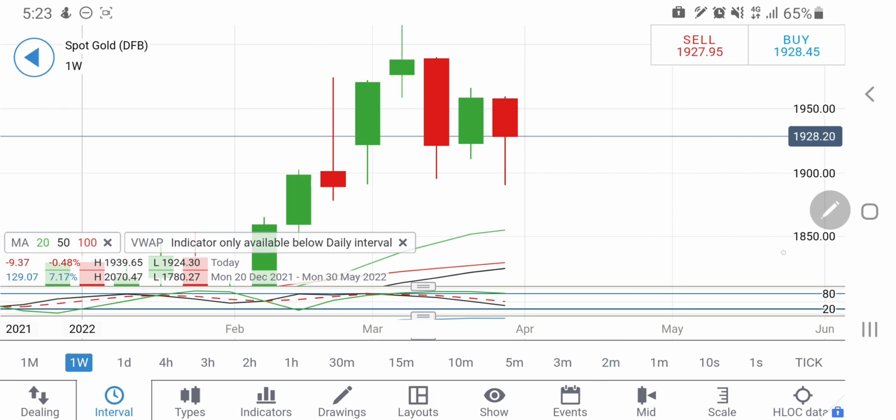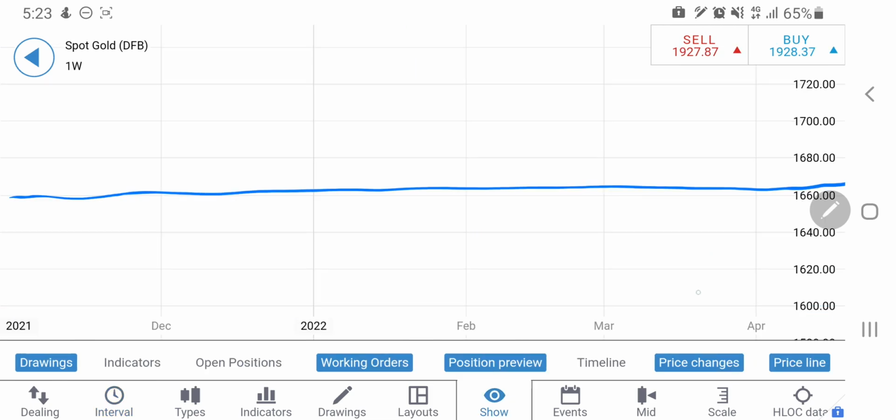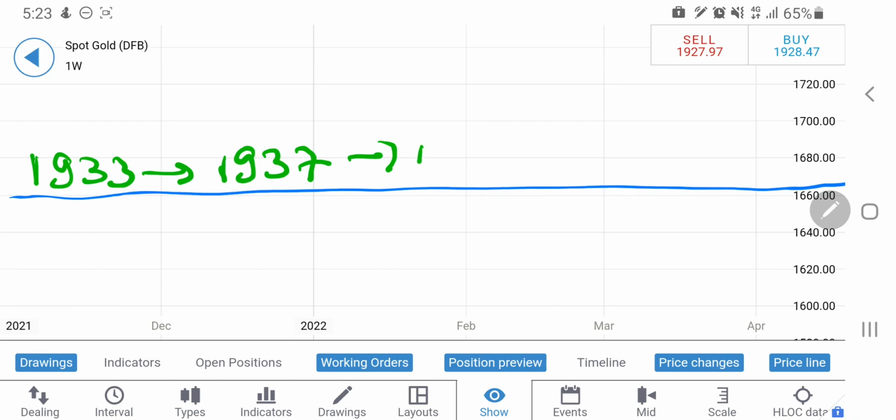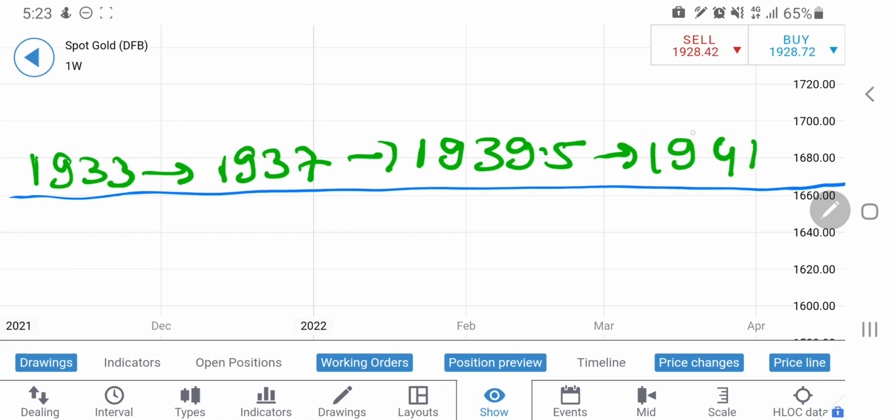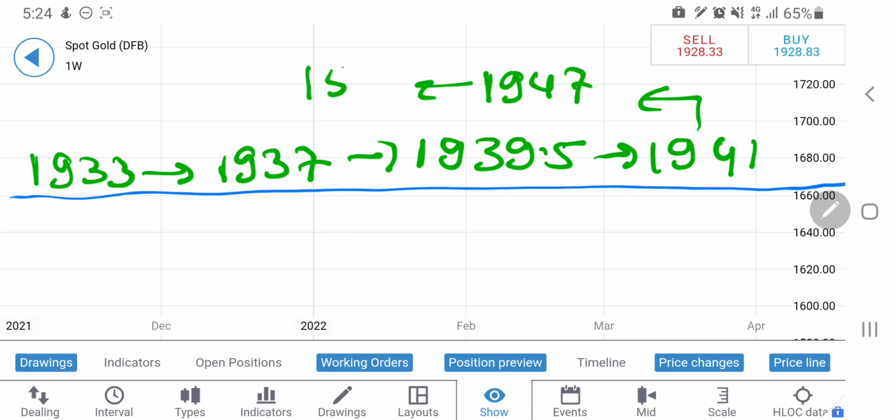Now let me give you the trading levels for the day. So first let's talk about where to go long. If you see it trading above 1933, you can take a long entry for 1937 and 1939.5, and if it breaks this zone, 1941 should be the target. Beyond this, definitely we can expect that it is going to fly towards 1947, 1955, and then towards 1960 level. Beyond this, sky is the limit.